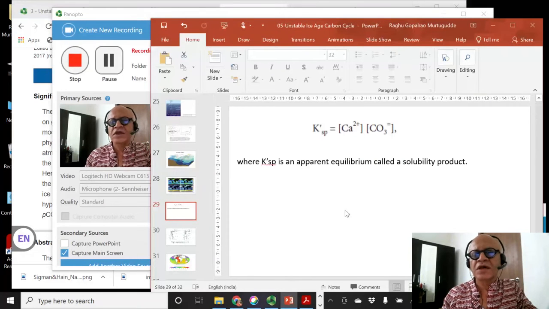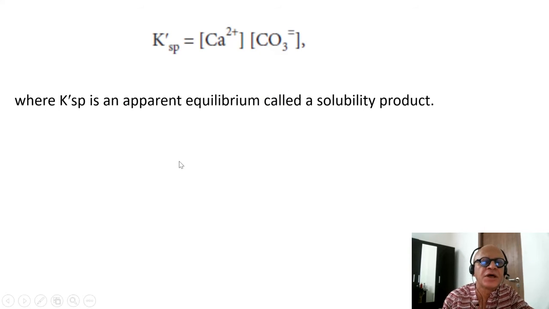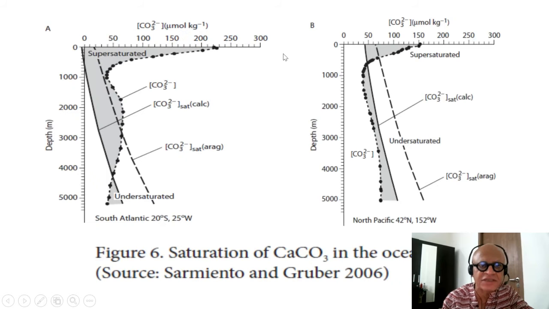Let's look at one last idea now that's based on ocean pH. So we have to go to the calcium carbonate equation. Here K'sp, which should be a subscript, is an apparent equilibrium called the solubility product. When you split calcium carbonate, you get Ca2+ and CO3 2-, obviously.